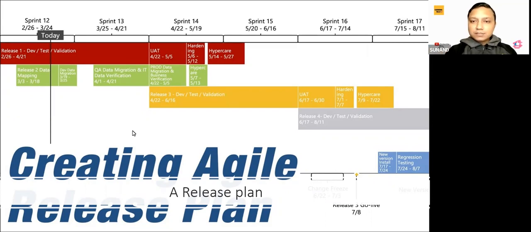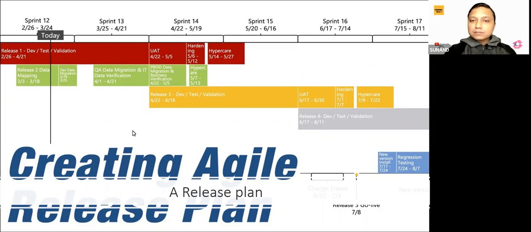So the very first one is alignment with the business goal. The release plan helps to align the team's efforts with the broader business goals by identifying the key features and improvements that will be included in the release. This helps ensure that the product is delivering value to the business and meeting the needs of the customer.